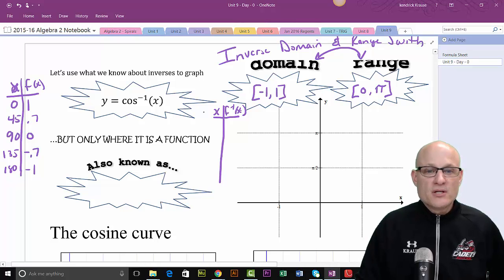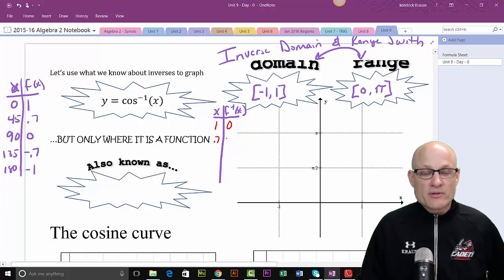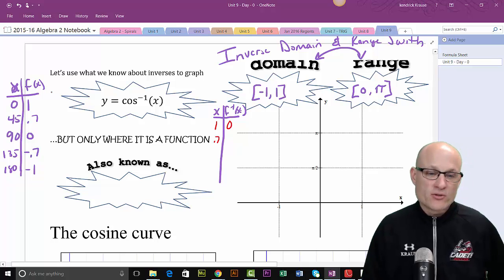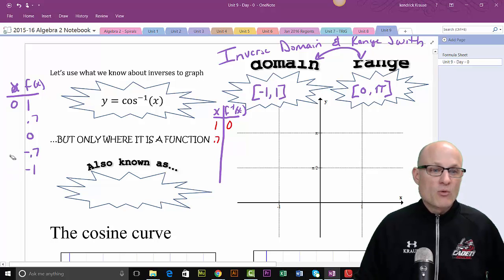So at 1, it would be 0. At 0.7, it would be 45. Oh, I shouldn't have used these because we're using radians. I should not have used these. I apologize, little brain fart there, kids. What we want to use is radians, not degrees. Man. So pi over 4.